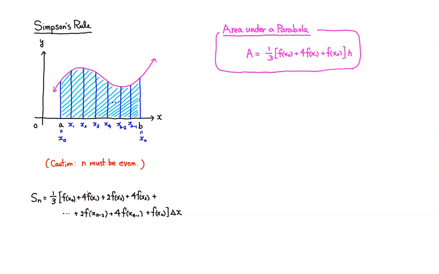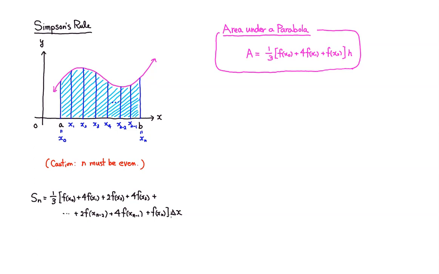It's got a kind of strange formula. Simpson's rule, S sub n, is equal to 1/3 times: you have f of x0 with a coefficient of 1, 4 f of x1, 2 f of x2, 4 f of x3. So you can see the first one is 1, but it goes 4, 2, 4, 2, 4, 2, and keeps on going until the next to last one, 4 f of x n minus 1, and then you have a 1 f of x n, then multiply by delta x.